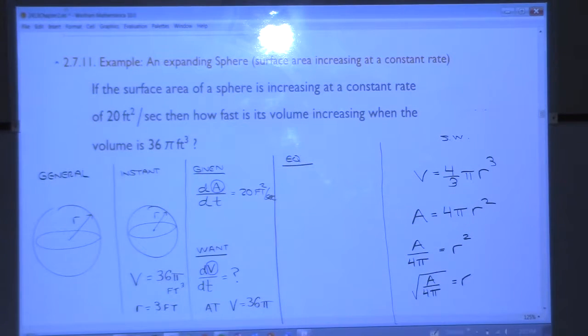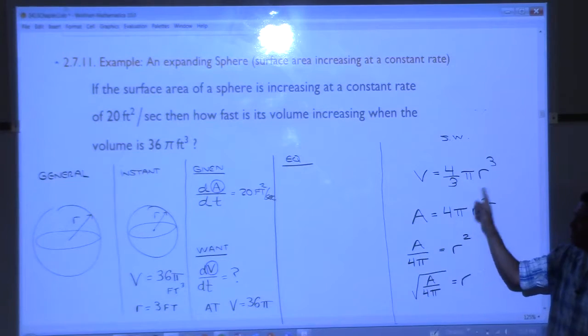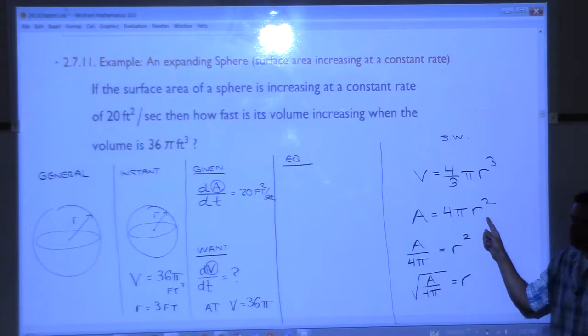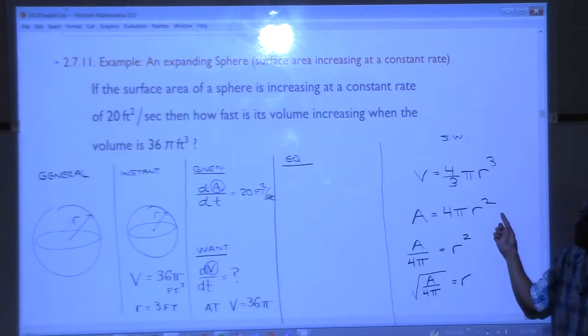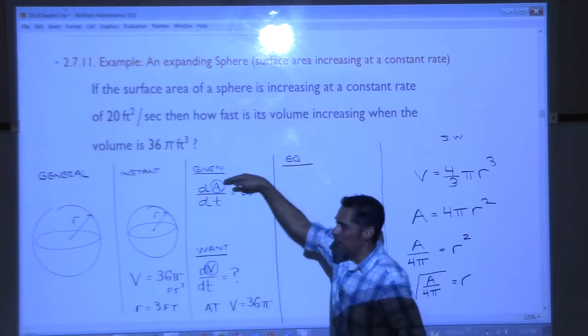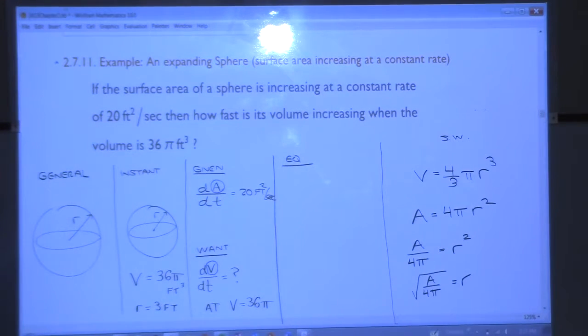Yes? Square root? Why square root? Because I'm trying to solve for R. The problem is this. This volume formula has V in it but not A. This one has A in it but not V. I need an equation that relates A and V together, so I'm going to have to come up with one on my own. I'm going to have to generate it myself.